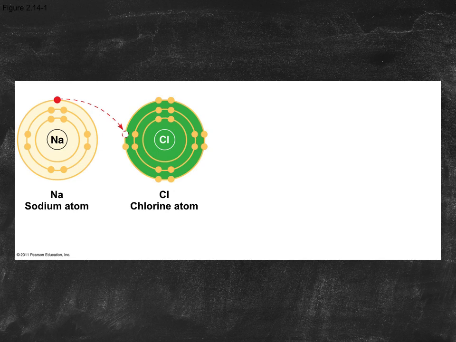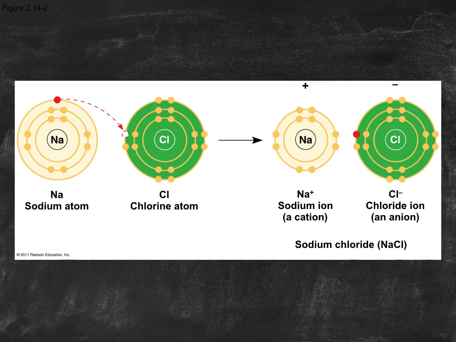So when sodium donates an electron to chlorine, that results in an ionic bond, because sodium, since it has lost an electron, now carries a positive charge and is called a cation. Chlorine, because it has gained an electron, carries a negative charge and is called an anion. That attraction between the sodium and the chlorine is much like a magnet, with the positively charged sodium being attracted to the negatively charged chlorine.